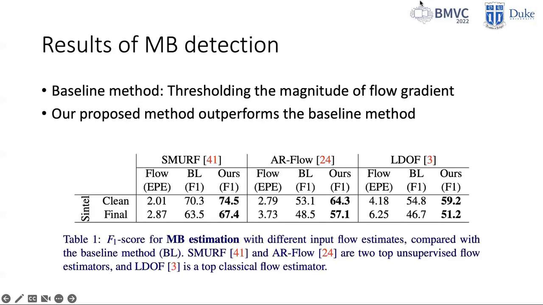Since the problem of detecting motion boundaries under the unsupervised setting has attracted less attention, we can only compare with the baseline method that is based on thresholding the magnitude of flow gradients. We do the comparisons with input flows estimated by different flow estimators. From the table, we see that our proposed motion boundary detection method consistently outperforms the baseline method and is robust to different types of input flow estimates.